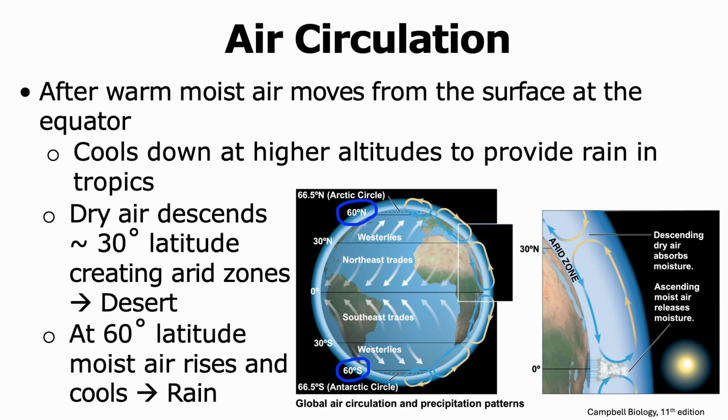Around 60-degree latitude in the northern as well as southern hemispheres, we once again observe moist air rising upwards and then cooling down to provide rain in those regions. However, the amount of moisture in the air is less than in the tropics, and hence the rainfall is also less than what is observed in the tropics.